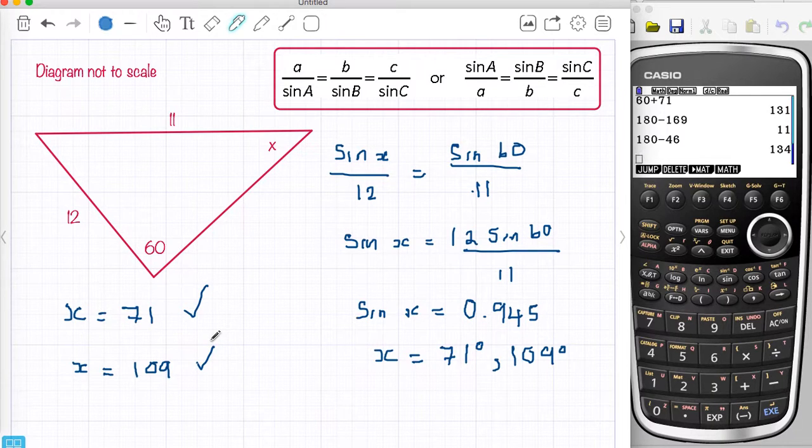So an added check is to look for two answers when you're using the sine rule for angles, and to check whether both could be used. This is called the ambiguous case.